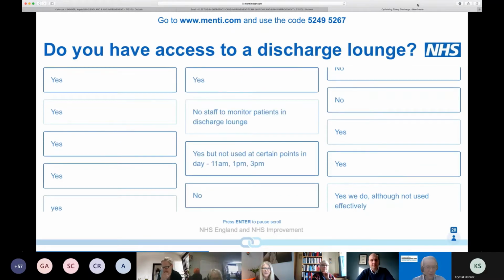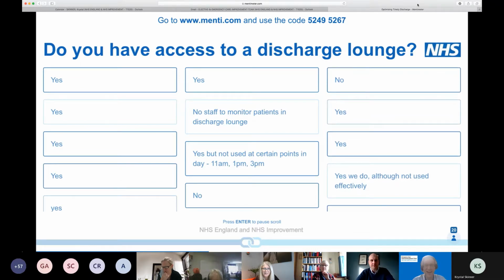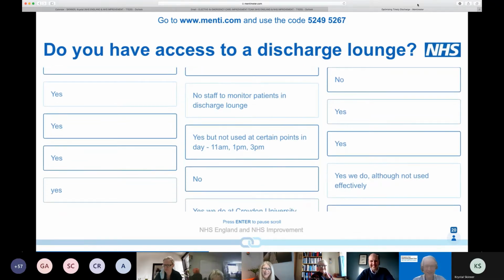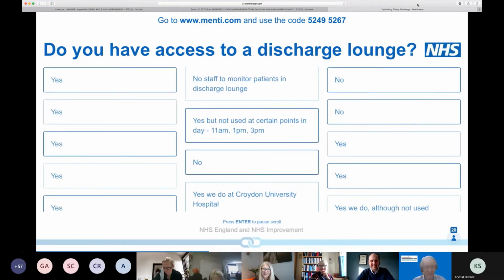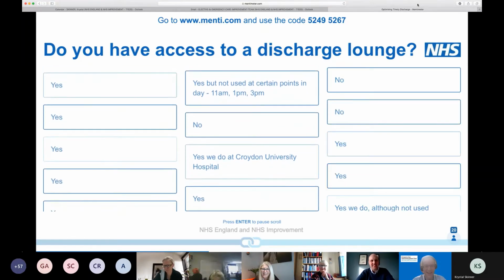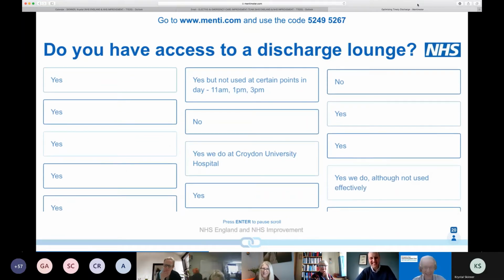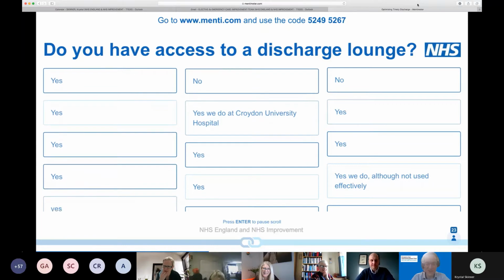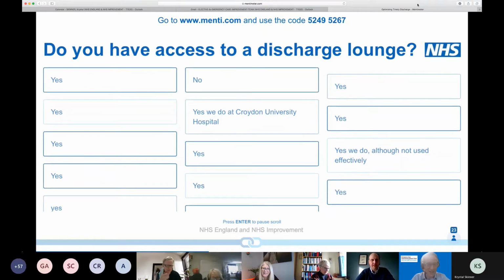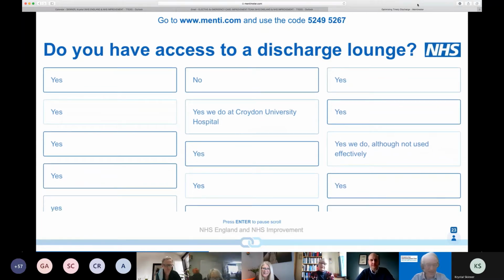First reflection for me, we should have set this up as a bar graph. I was hoping to come up with a percentage, and now the take-home message is everyone knows that Croydon does. And thank you for people's honesty. So although not used effectively, and we'll explore that, you can see that some organisations don't.